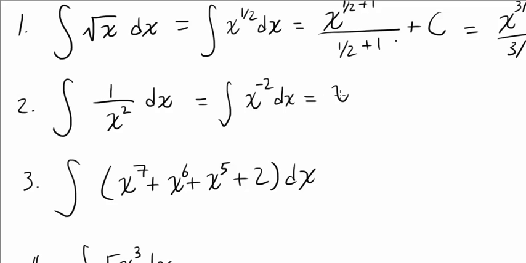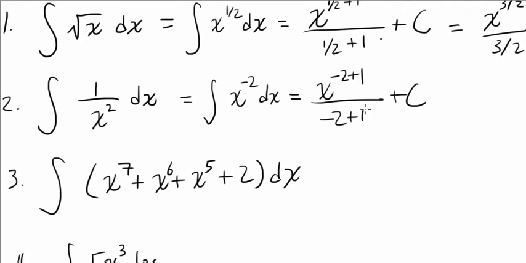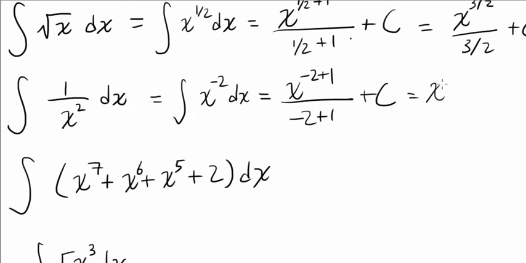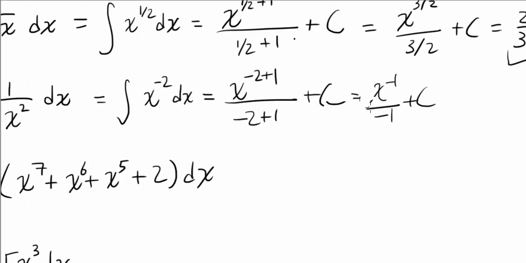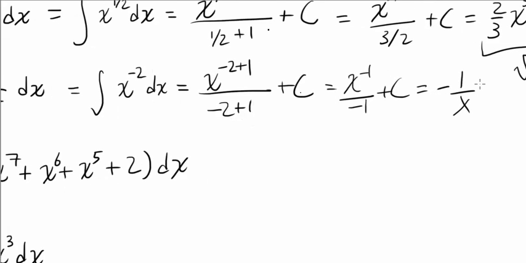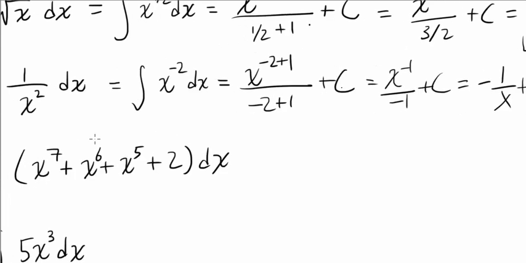So the answer is going to be x to the -2 plus 1 divided by the same thing plus c, which is x to the -1 divided by -1 plus c. Oops, let's write plus c. And that's the same thing as negative, and x to the first goes below. So -1 over x plus c. Once again, you can differentiate this and verify you obtain 1 over x squared.